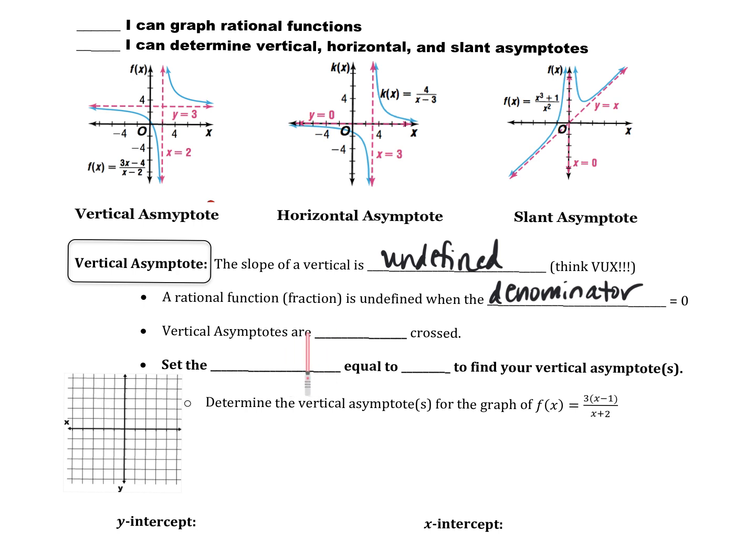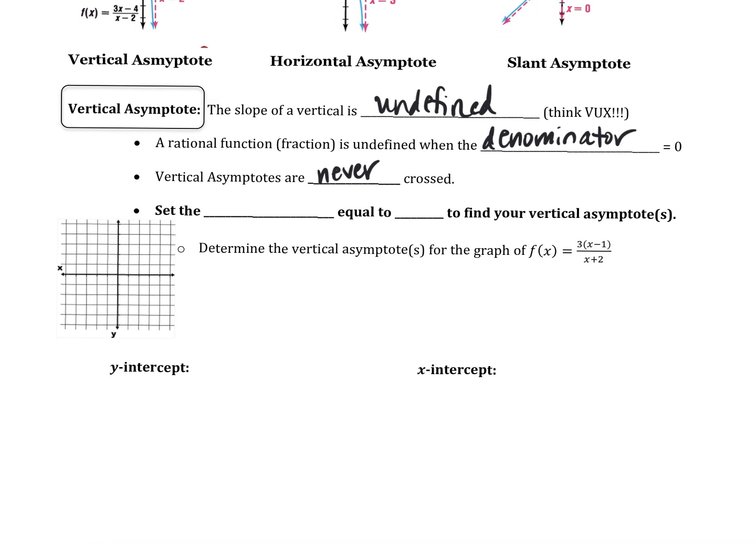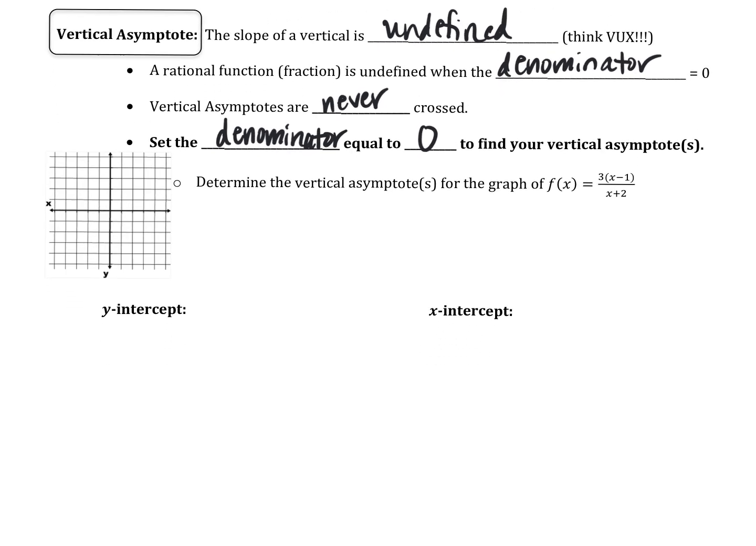Vertical asymptotes are never crossed. Will we ever cross a vertical asymptote? No ma'am. So they are never crossed. So in order to find a vertical asymptote, every single time, you just set the denominator equal to 0 to find your vertical asymptote every single time.